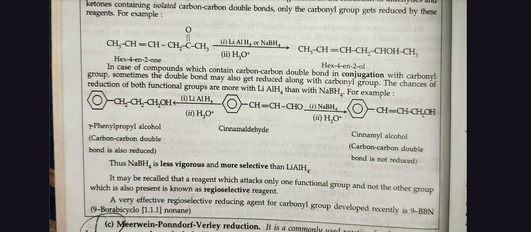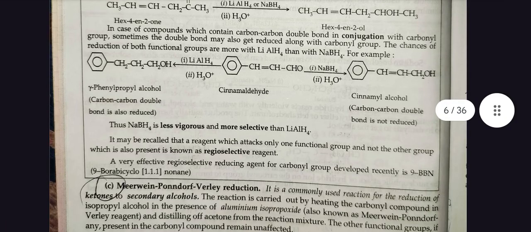For example, gamma-phenyl propyl alcohol is made by cinnamaldehyde in presence of LiAlH4 and H3O+, whereas cinnamaldehyde in presence of NaBH4 and H3O+ gives cinnamyl alcohol. The carbon-carbon double bond is not reduced. Thus, NaBH4 is less vigorous and more selective than LiAlH4.